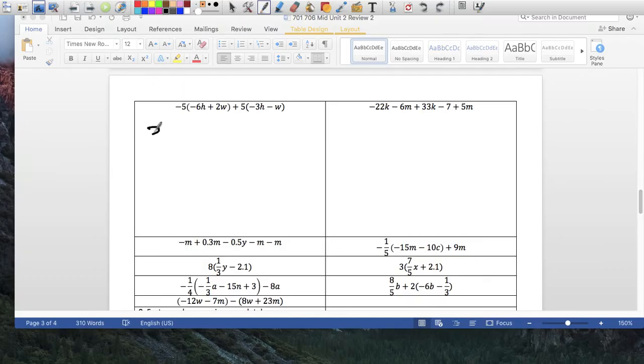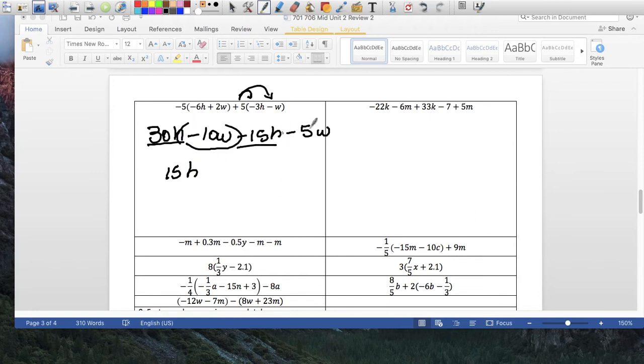So I get 30h, negative and negative, minus 10w. Positive and negative is negative 15h. And then finally, positive and negative is negative 5w. Combine like terms. Do I have anything? I have the 30h and the 15h, but it's positive 30 and negative 15. So 30h minus 15h is just 15h. Negative 10w and minus 5w, if you write them side by side, negative 10 and minus 5 becomes negative 15w.